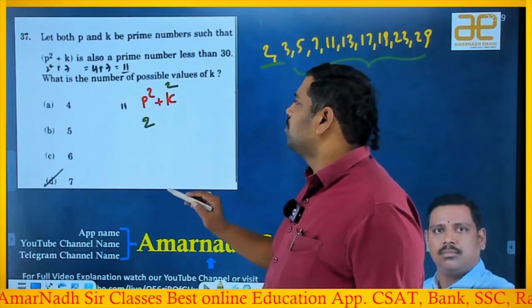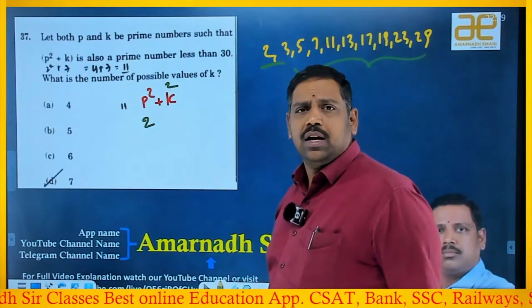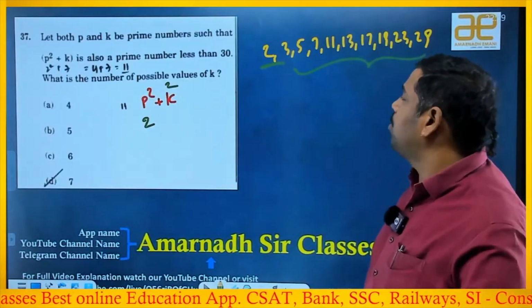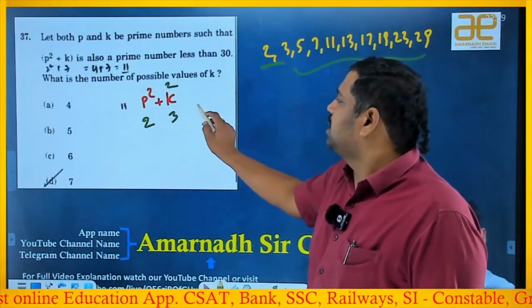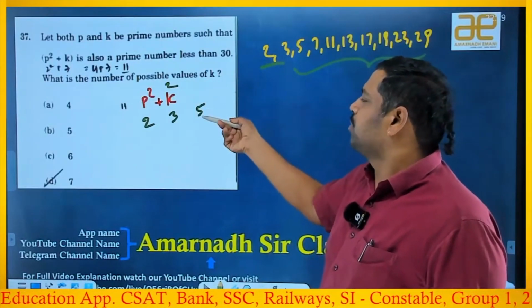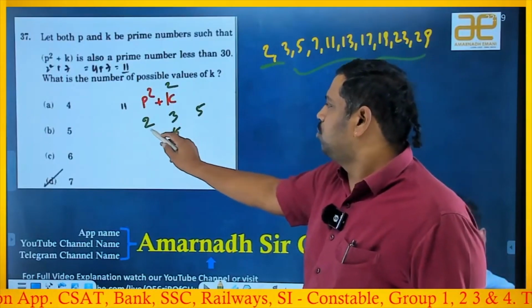2 square is 4. K is also a prime number, right? One odd prime number. If I take 3, 2 plus 3 is 5. Yes, it is a prime number. So no, I should not take 2.